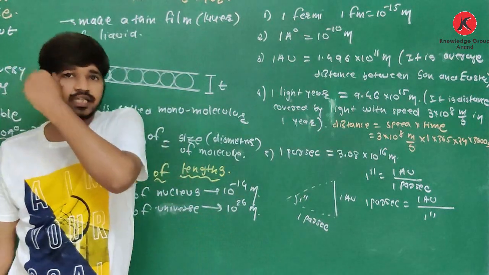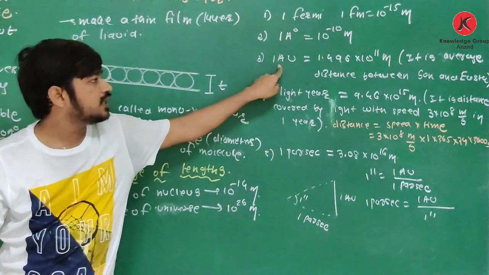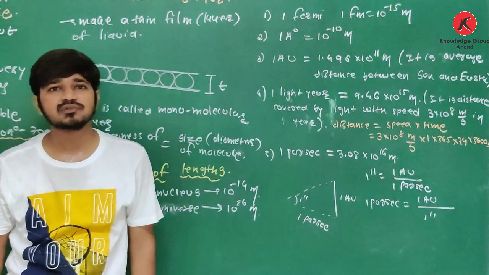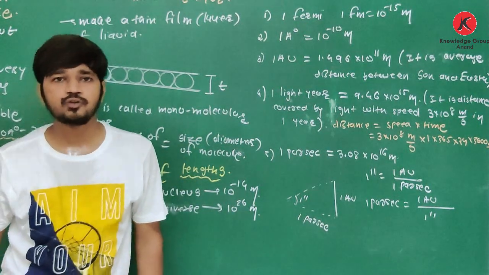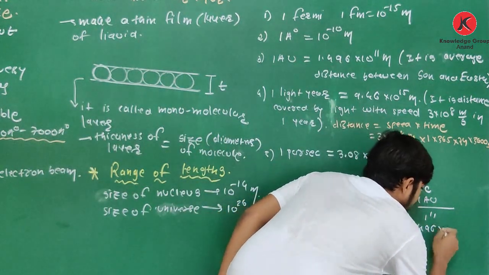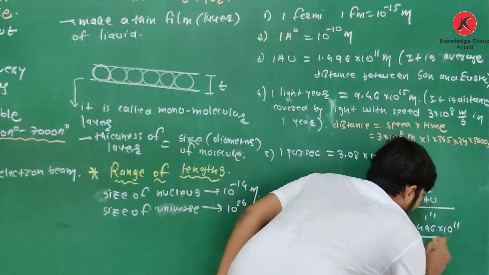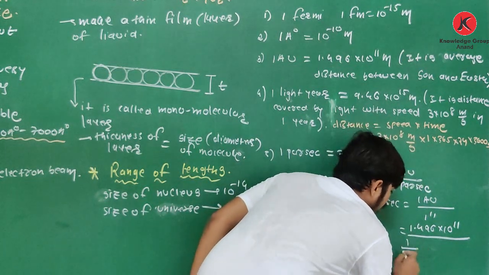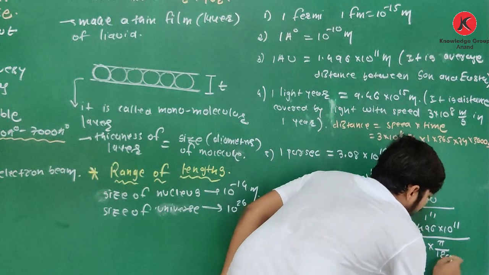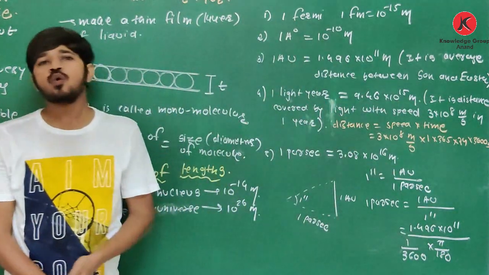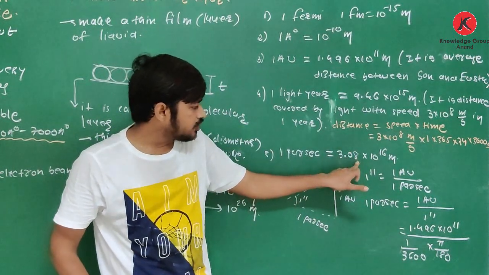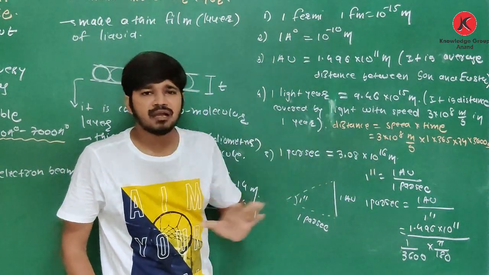What is 1 astronomical unit? Yes, you know. What is 1 second? 1 second you have to convert. 1 second is equal to 1 upon 3600 into pi by 180. So it is 1.496 into 10 raised to 11 meter divided by 1 upon 3600 into pi by 180. And if you calculate this, you will get this relation: 3.08 into 10 raised to 16 meter.